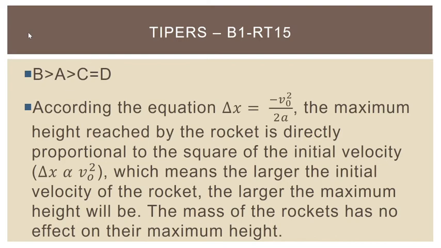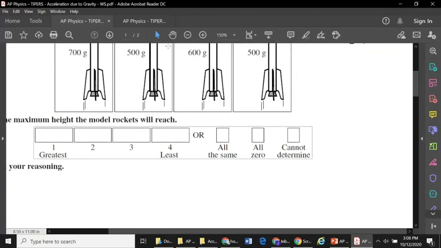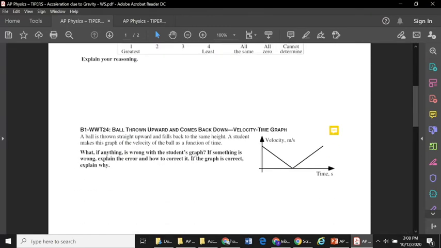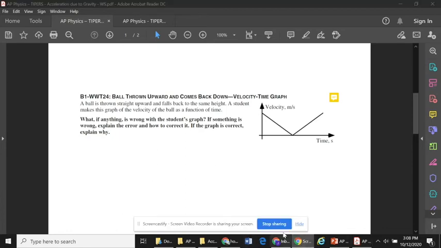Right, now for the next one I'd like you to look at is B1 WWT24. It says a ball is thrown straight upward and falls back to the same height. A student makes this graph of the velocity of the ball as a function of time. What, if anything, is wrong with the student's graph? Take a second to look at this one, write an explanation, and when you hit play, we'll go over it.